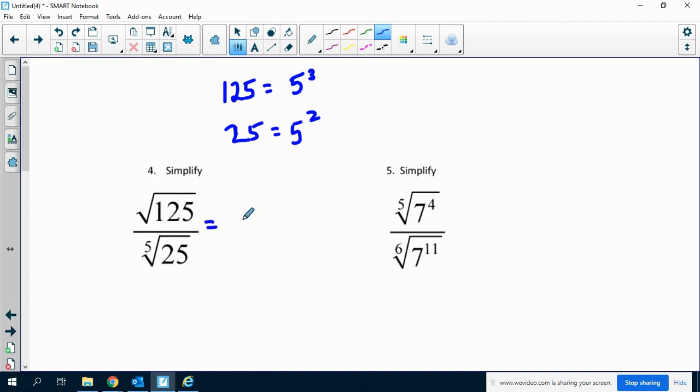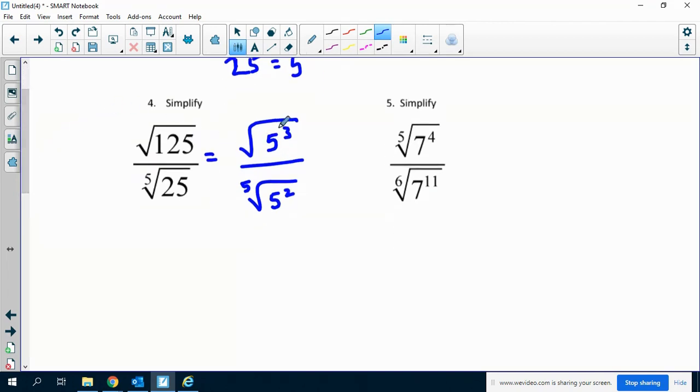So let's rewrite these. So I have the square root of 5 cubed over the fifth root of 5 squared. And that's not really helping me very much, but if I now rewrite these in exponential form, that can help me a lot. So now I have 5 to the 3/2 divided by 5 to the 2/5. And this is something I can deal with because the bases are the same. So now I can maneuver with the exponents.